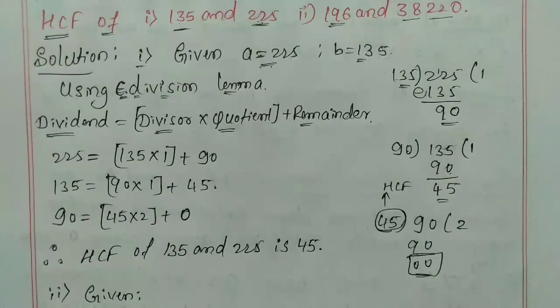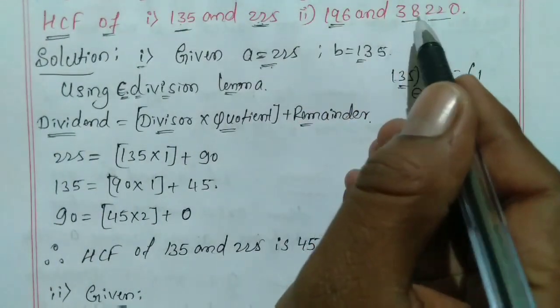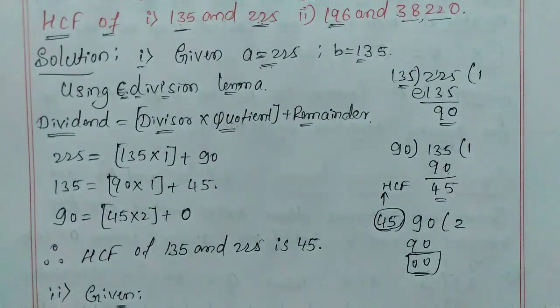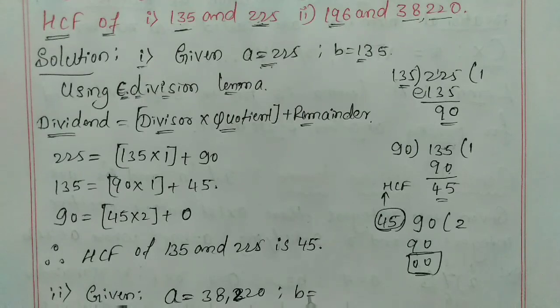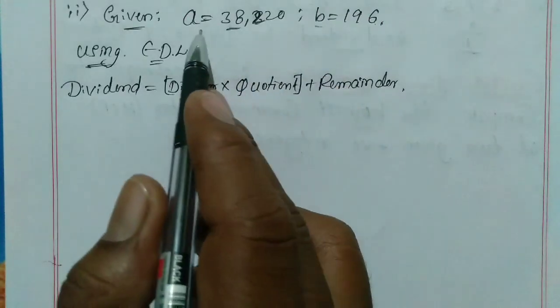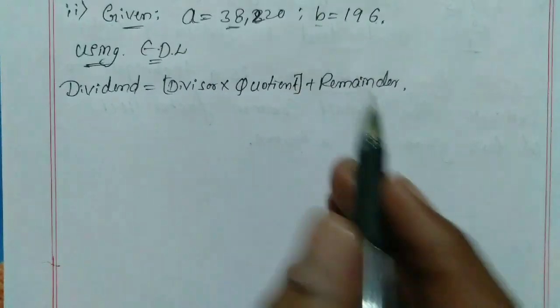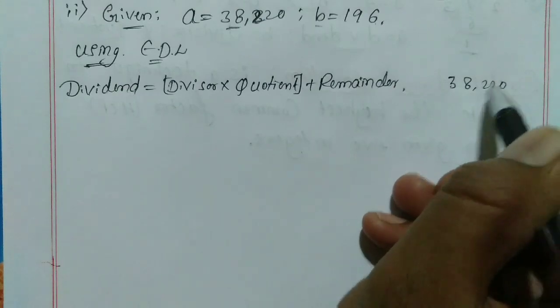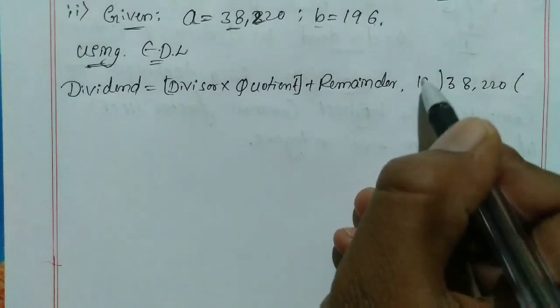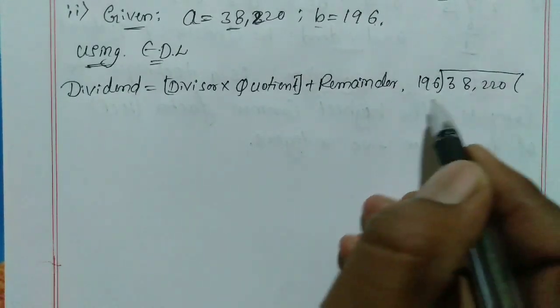Okay, so the second one is 196 and 38,220. You can consider the greatest number as A, that is 38,220, and the smaller number as B, that is 196. You can divide this A by B. So you can write down here 38,220 divided by 196.